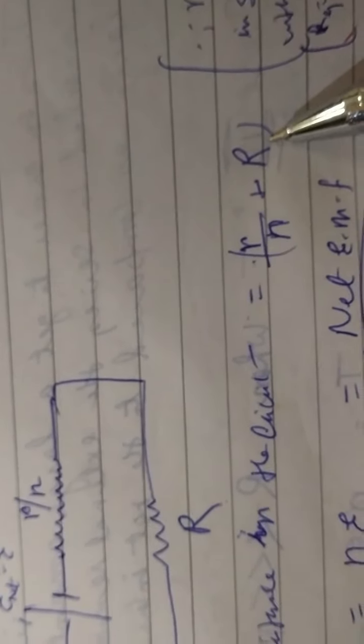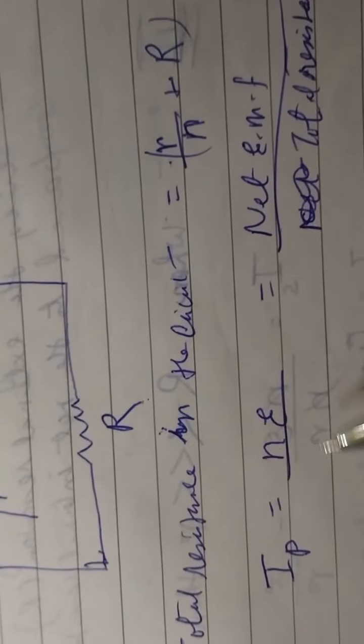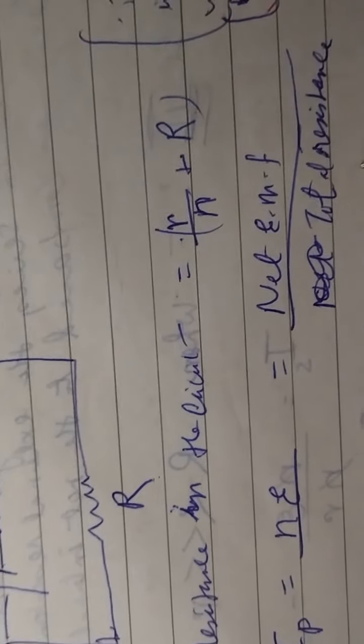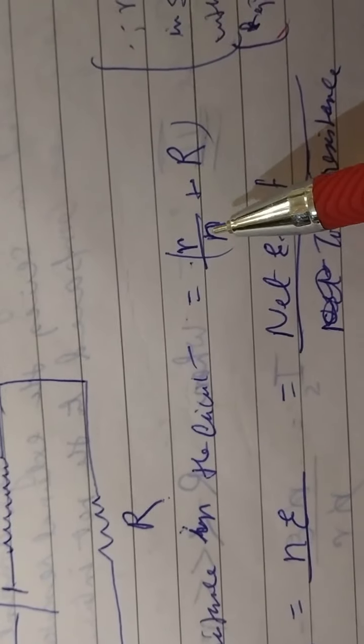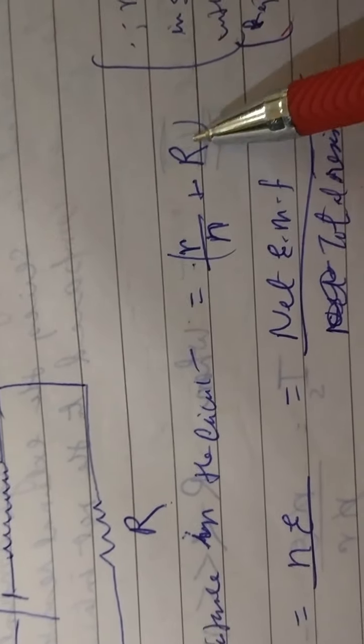So effective EMF is E, and total resistance will be, now this R upon N and this capital R in series. So R upon N plus R is the equivalent or total resistance of the circuit. So IP, current in the parallel combination, will be equal to net EMF upon total resistance. So net EMF is E and total resistance is R upon N plus R.